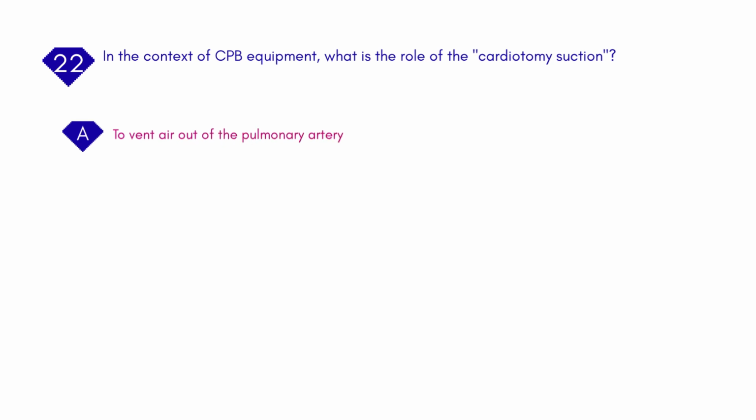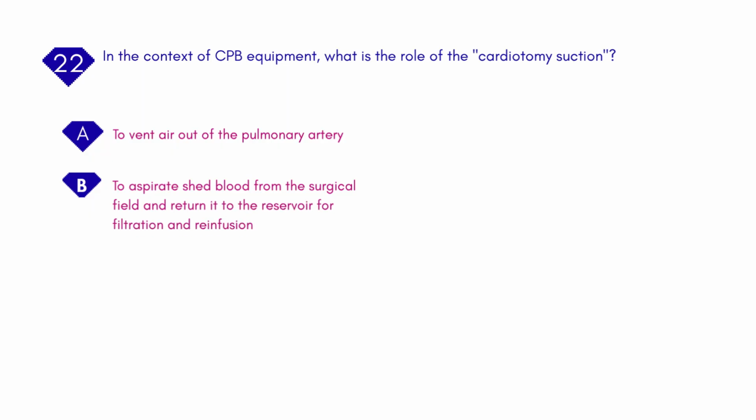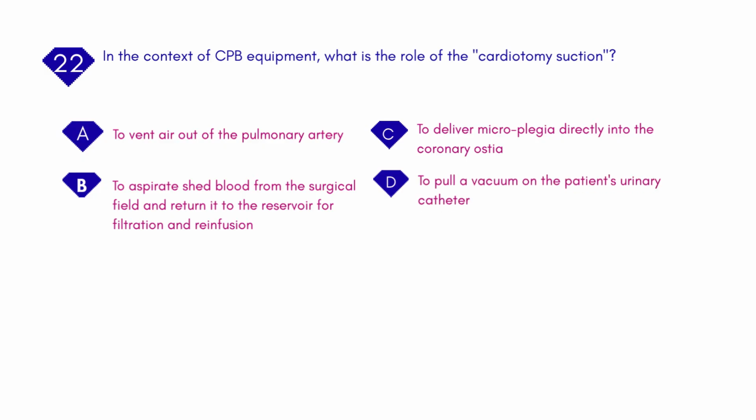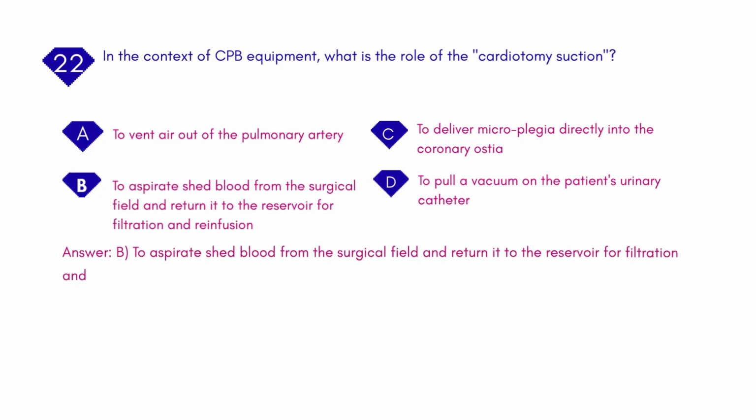In the context of CPB equipment, what is the role of the cardiotomy suction? A. To vent air out of the pulmonary artery. B. To aspirate shed blood from the surgical field and return it to the reservoir for filtration and reinfusion. C. To deliver microplegia directly into the coronary ostia. D. To pull a vacuum on the patient's urinary catheter. Answer: B. To aspirate shed blood from the surgical field and return it to the reservoir for filtration and reinfusion.